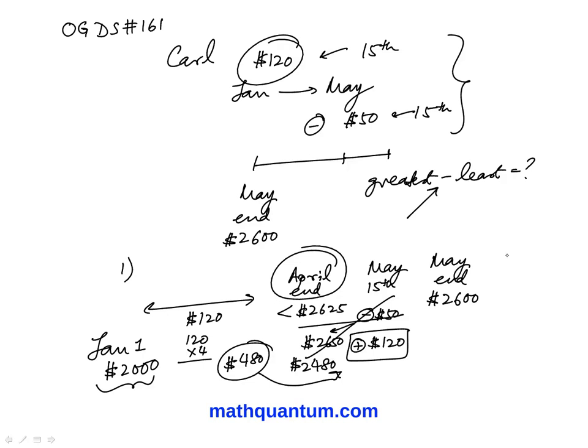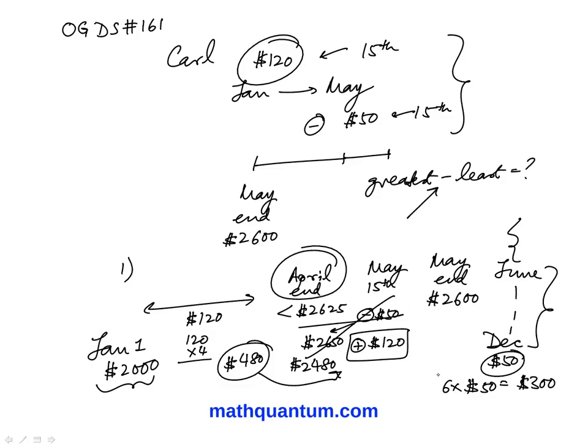If we look at the remaining months of the year from June to December, and we say for those months, a withdrawal of $50 was made on the 15th of each month, then I'm going to be withdrawing a total of 6 times 50, which is $300. And my balance at the end of the year on December 31st would be $2,600 minus 300, which would be $2,300. In this case, the range, the difference between the greatest and the least, would be 600, 2,600 minus 2,000.